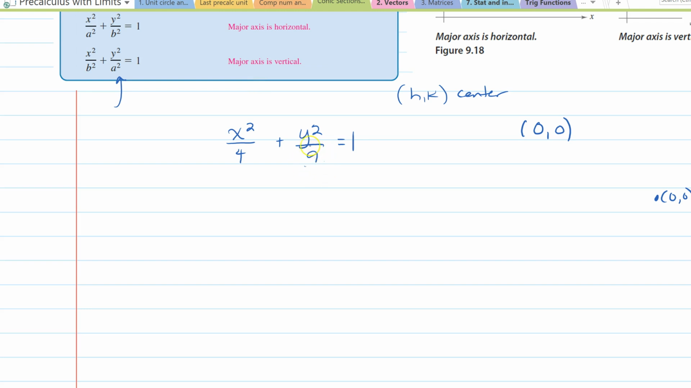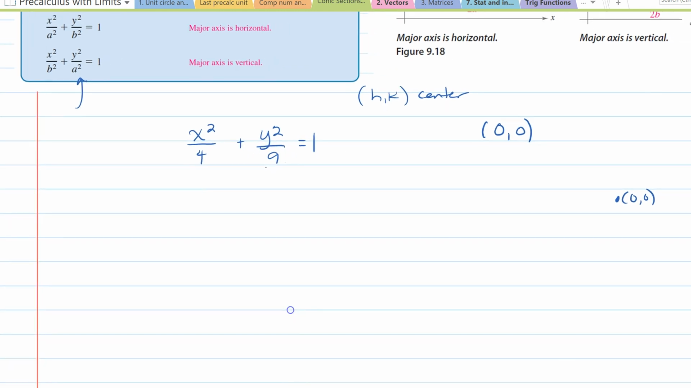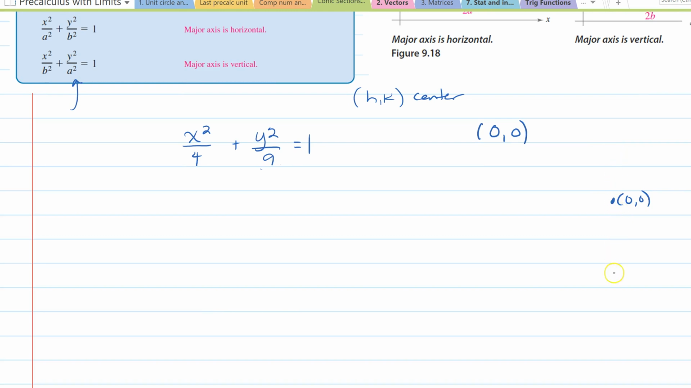But this is a squared. The distance you're going to come off this center is your a. So it means from 0, 0, it's going to go up the square root of 9, which is 3. So it's still going to be 0 on the x, 3 on the y, and then go down 3. 0, -3. These are called my vertices.